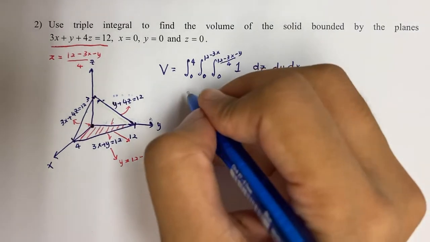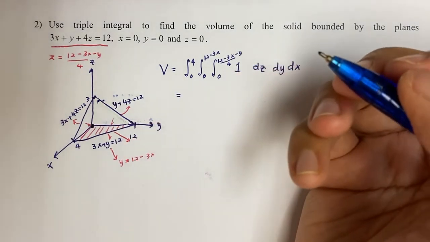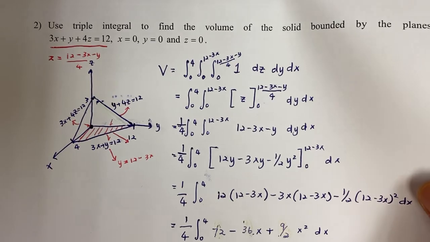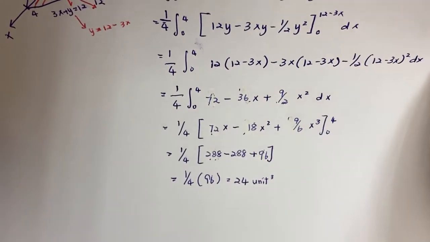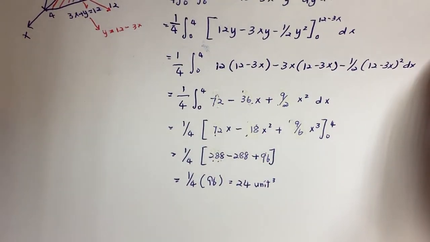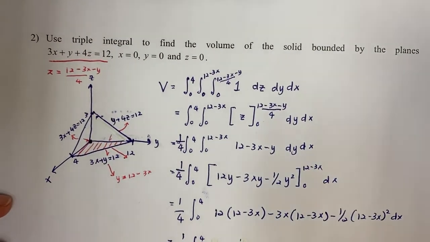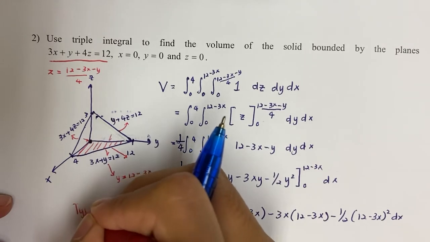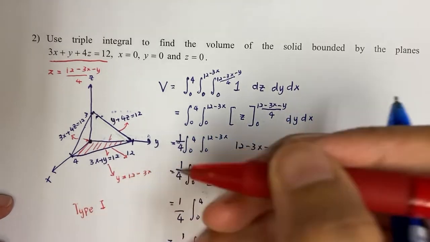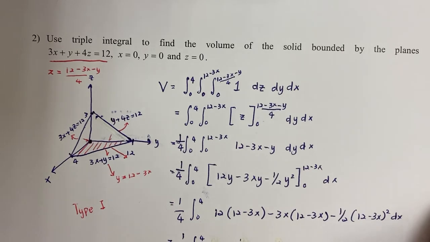Okay, so solve the triple integral. After we solve the triple integral, we get the volume equal to 24 unit cubed. This is when I solve using the type 1 region. Remember, type 1 region is when the base is on the xy plane.